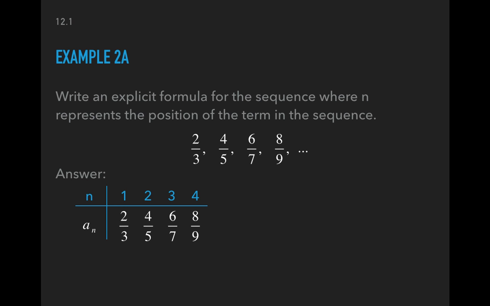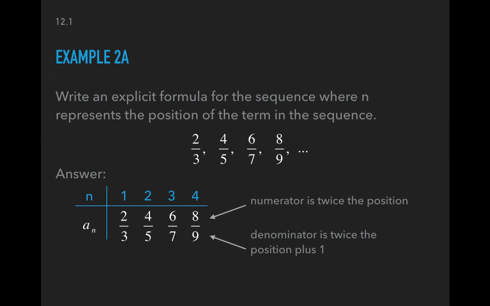Position 1, it was 2. Position 2, it was 4. Position 3, it was 6. Position 4, it was 8. It seems as though the numerator is just twice the position, twice your n value. And what about the denominator? 1 gave you 3. 2 gave you 5. 3 gave you 7. 4 gave you 9. Well, your denominator is just 1 more than your numerators. It's twice the position plus 1.